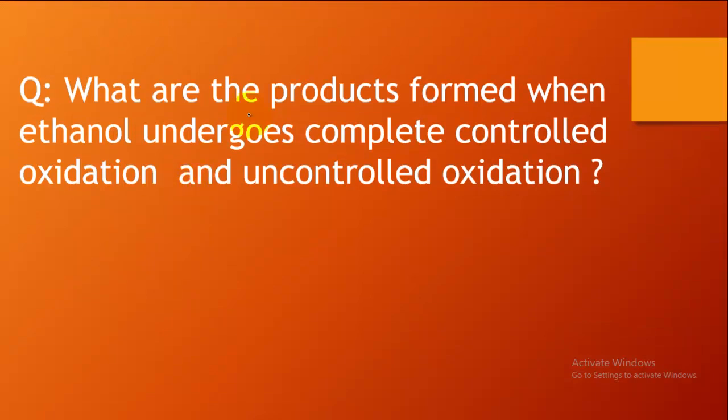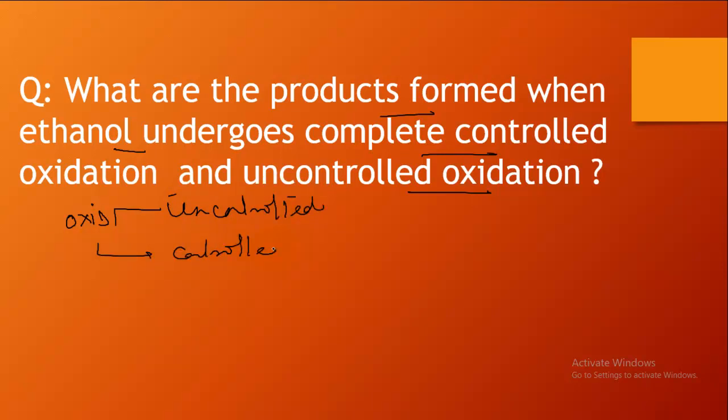Another question is, what are the products formed when ethanol undergoes complete, controlled oxidation and uncontrolled oxidation? We know that oxidation is basically of two types. One is uncontrolled and the other is controlled. The uncontrolled oxidation refers to combustion, that is burning anything, and whenever we are carrying out uncontrolled oxidation of any hydrocarbon, like in this case we have been asked for ethanol.